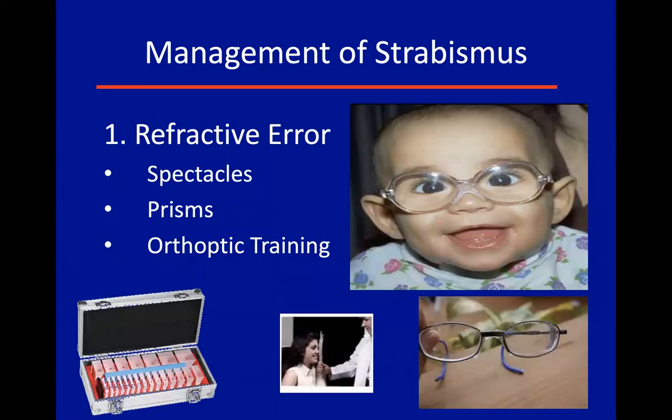How do you manage these strabismus? Remember we talked about hyperopia? Refractive error, get them to wear glasses. This child is smiling because when we put the glasses on him, he could see his mother for the first time. So he was so happy that he could see his mother. So we can do it either by glasses, we can do it by prisms, and sometimes orthoptic training, which I'm not too keen on. So the key word here, your first management is glasses, refract and put glasses on.